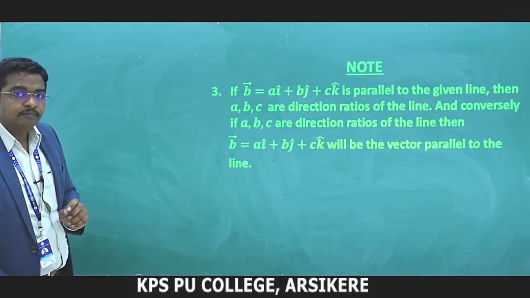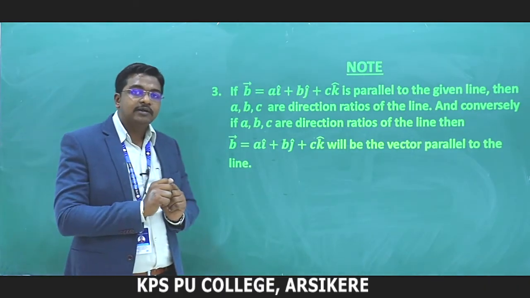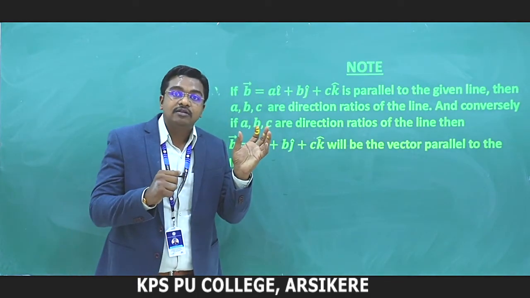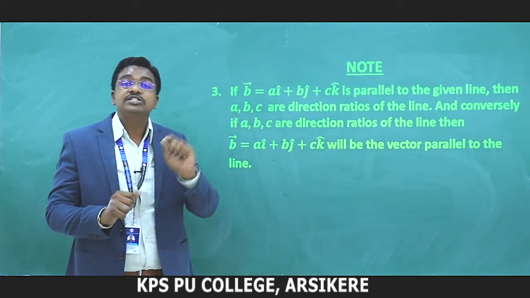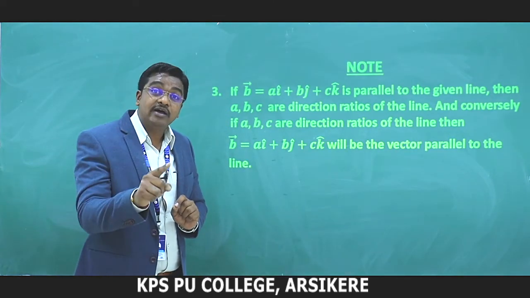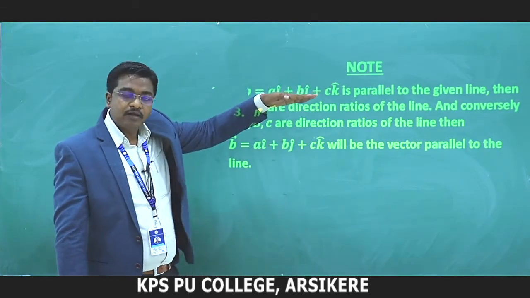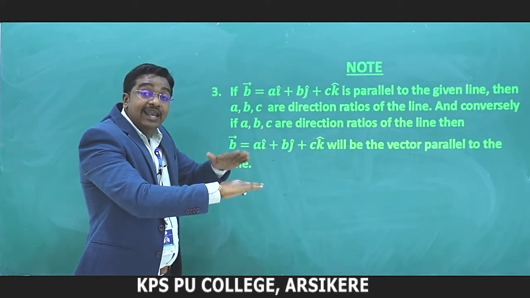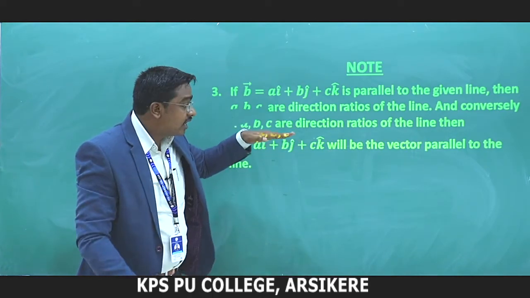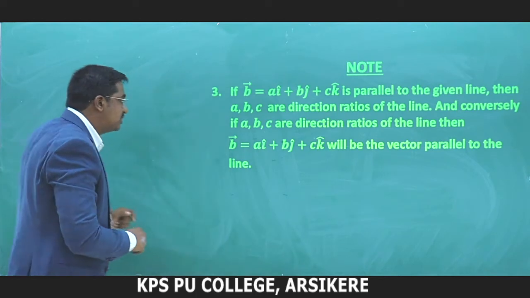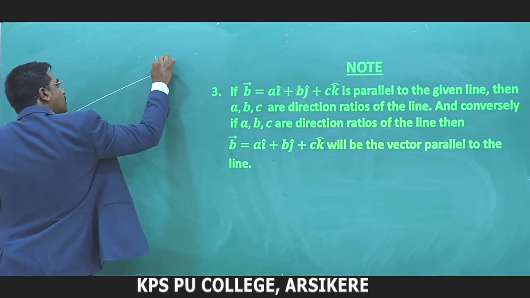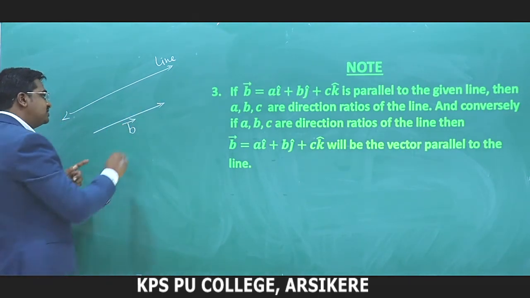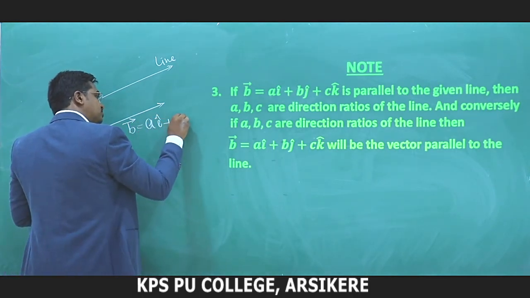Next, move on to the third point. This is very important, already discussed while deriving the equation of the line in Cartesian form. Suppose a, b, c are the direction ratios of the line, then vector b is equal to a i cap plus b j cap plus c k cap, which represents the vector parallel to the given line. Here is the line, and here is the vector. This is your vector b. So b is equal to a i cap plus b j cap plus c k cap.